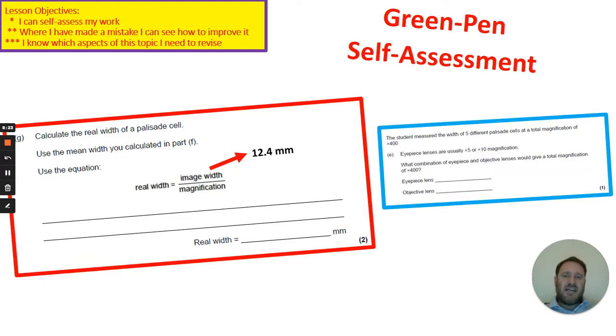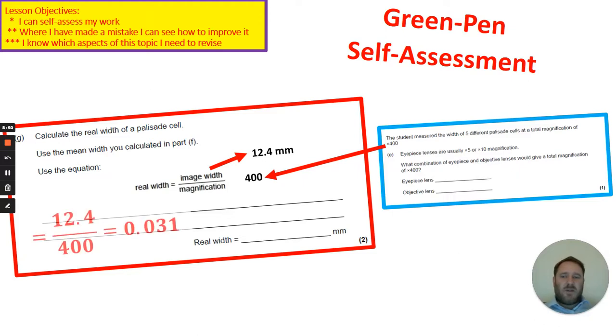In fact, any answer that you wrote for that, even if you got it wrong, if you got the magnification correct, which is 400, and then you divided them to get whatever answer, you get what's called error carried forward, and you still get the 2 marks. But the actual correct answer is 12.4 previously. If you look in part E, it tells us the total magnification of times 400. So that is our magnification we need to use in part G. And then once you realise that, 12.4 divided by 400 gives you 0.031. And that there is your answer.